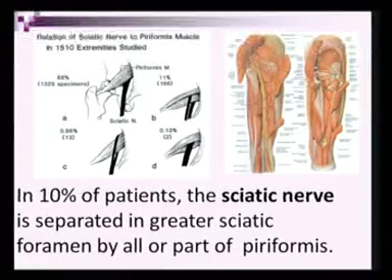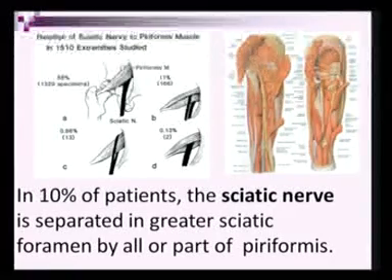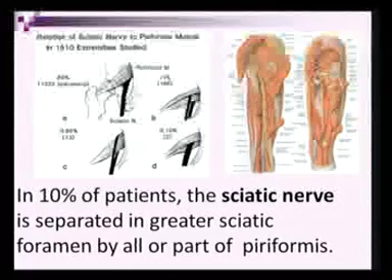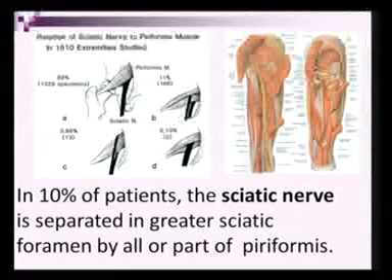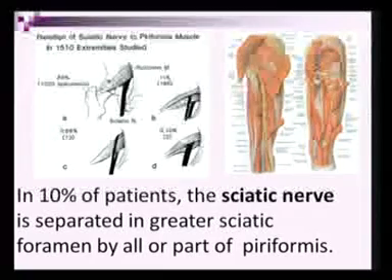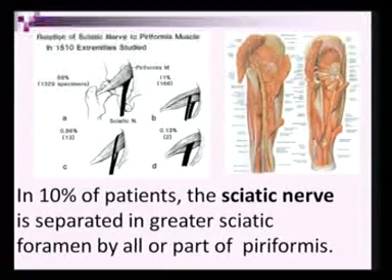In some 10% of the patients, there may be some abnormality. The nerve may come through the piriformis muscle, or it may come anterior to the piriformis muscle, and in some persons there may be two nerves, that is the tibial and common peroneal I was talking about, present right from the origin itself. But in 90% of the patients, as I said, it has a long course, and this is where we can block the nerve throughout its course.